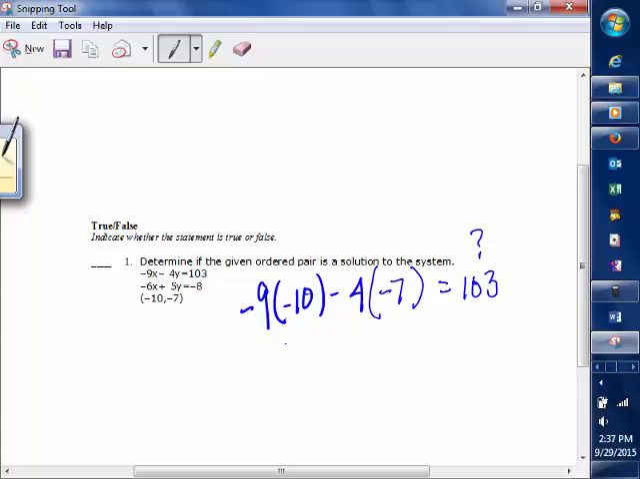Okay, so this is 90, and this is plus 28. 90 and 28 is 118. So no, it is not a solution. Next one.